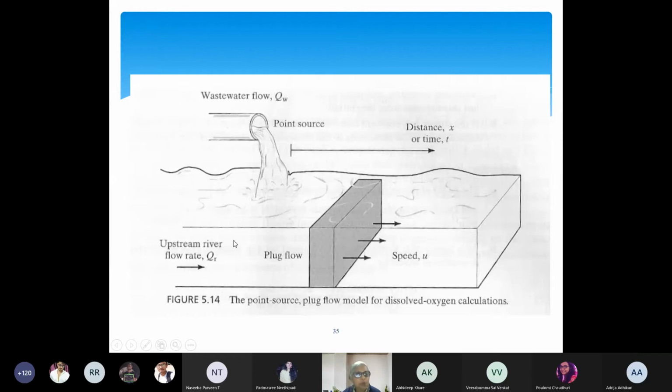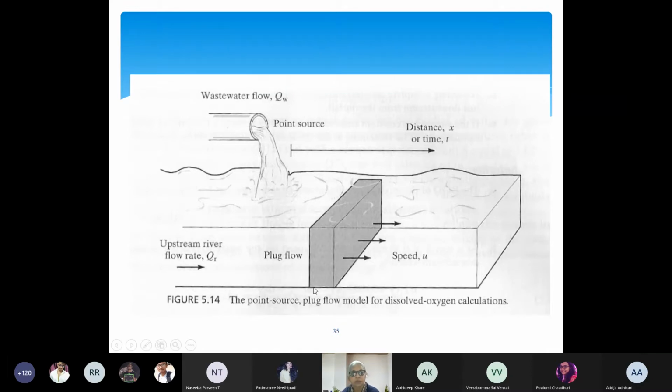We're using what is called a plug flow model. If you don't know what a plug flow model is, don't worry about it. The only thing you need to remember is that in a plug flow model, there is no mixing. So just make a note of it. Plug flow implies there is no mixing in the direction of flow.